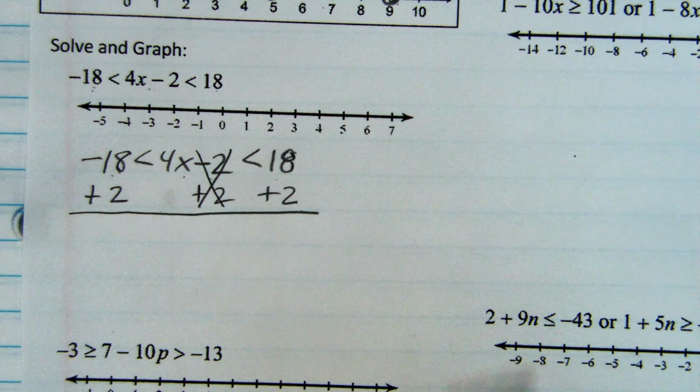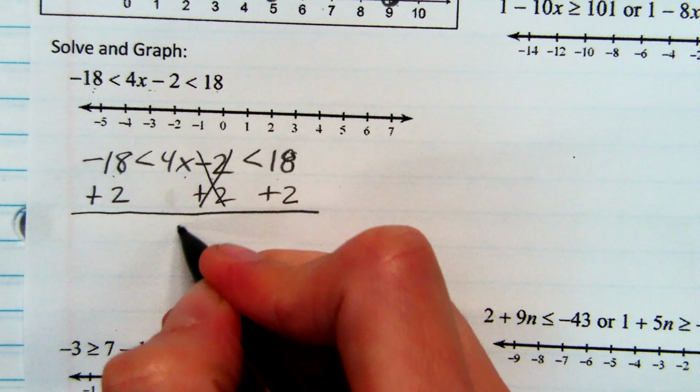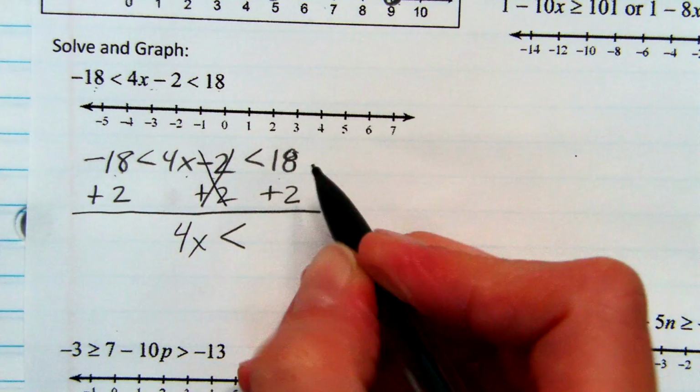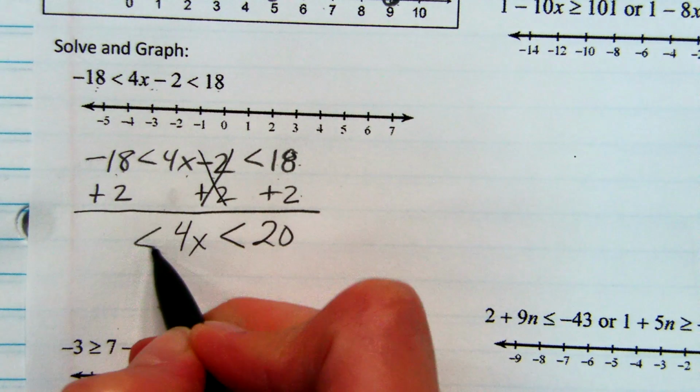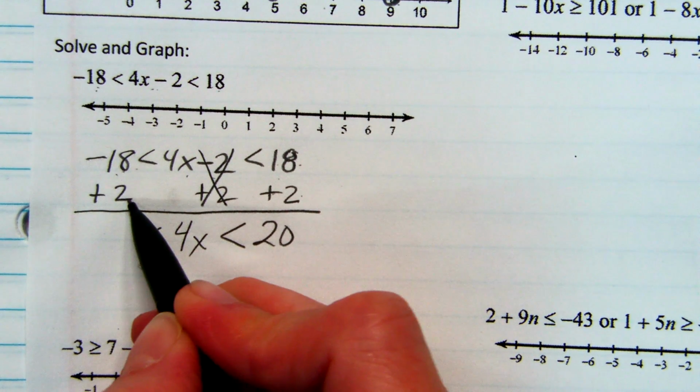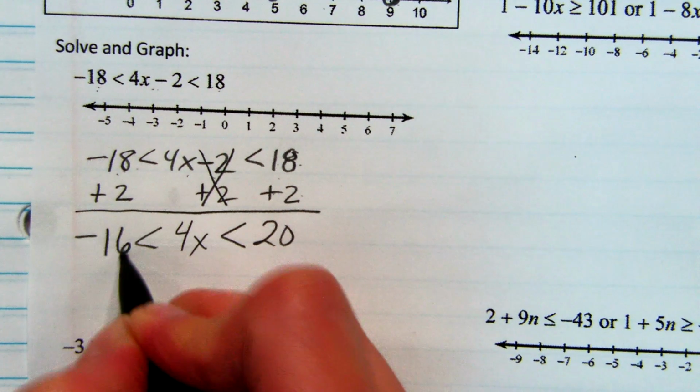And then we have to go through all 3 parts and rewrite it. So the middle part is now 4x. The right-hand side I have 18 plus 2, which is 20. And then the left-hand side, I have negative 18 plus 2, which would be negative 16.